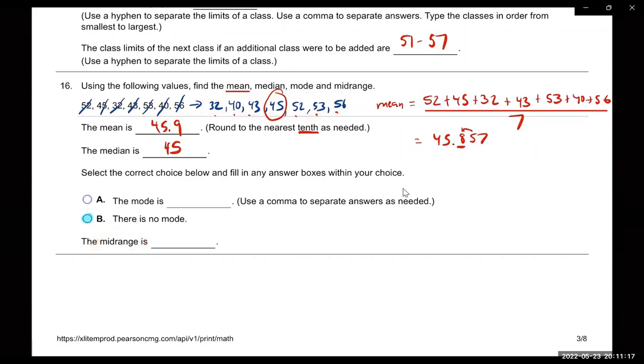So the mid-range is, here's the formula. It's the max minus the min. That's it. Oh, wait, actually, is it divided by 2, the mid-range? Actually, I think you add them and divide by 2, sorry. It's like finding a midpoint. So it's the same thing as finding the midpoint. So you add the largest and the smallest and divide by 2. So it's going to be 56 plus 32 divided by 2. Which is? Anybody get 44?